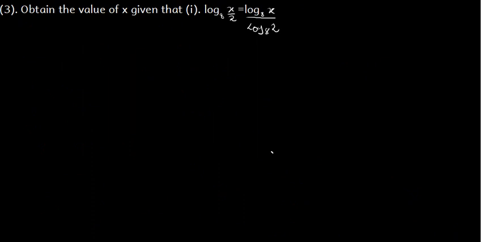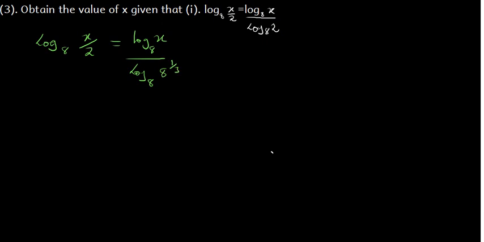Let's proceed. Obtain the value of x given that log in base 8 of x over 2 is equal to log in base 8 of x divided by log in base 8 of 2, where we can make these two numbers the same. So that will be log in base 8. Well, 2 is the same as 8 to the power 1 over 3.